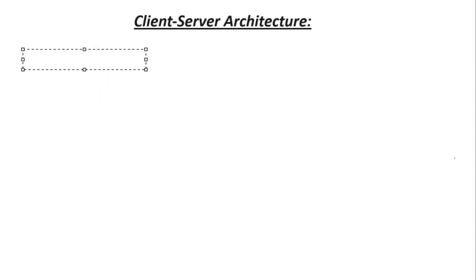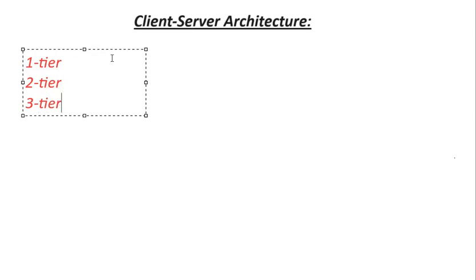These client server architectures are classified into mainly three types. What are they, sir? They are one tier architecture, two tier architecture, and three tier architecture. So, sir, can you explain those three architectures with an example for detailed understanding?